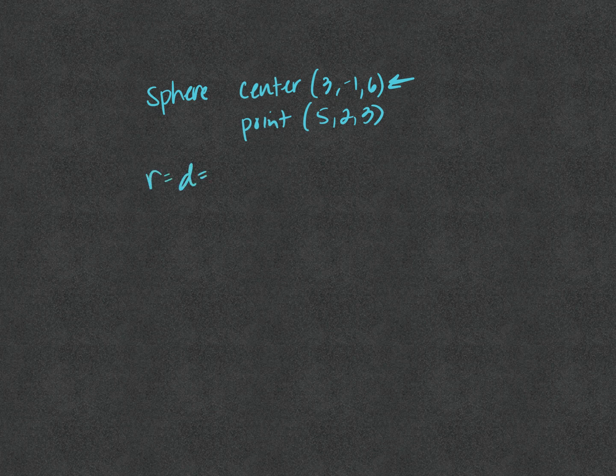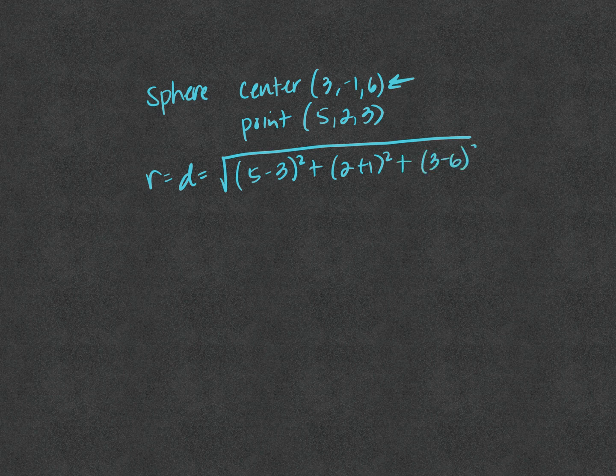So the radius equals the distance, which is the square root of x2 minus x1 quantity squared plus y2 minus y1 quantity squared plus z2 minus z1 quantity squared. So we're going to say 5 minus 3 squared plus 2 plus 1 squared plus 3 minus 6 squared. So my radius is the square root, and 5 minus 3 is 2, squared is 4. 2 plus 1 is 3, squared is 9. And 3 minus 6 is negative 3, squared is 9. So that's the square root of 22.